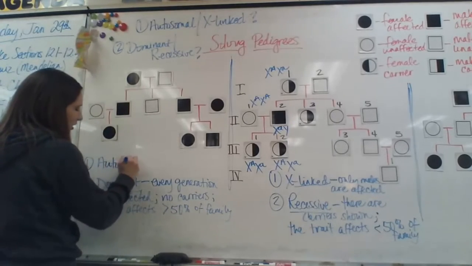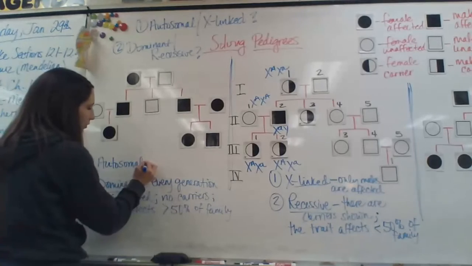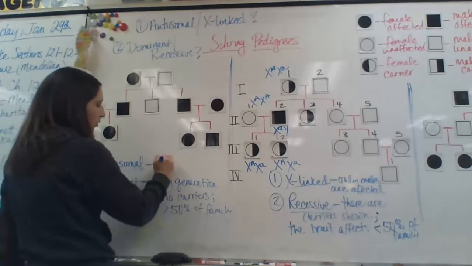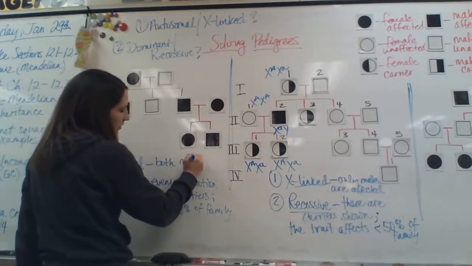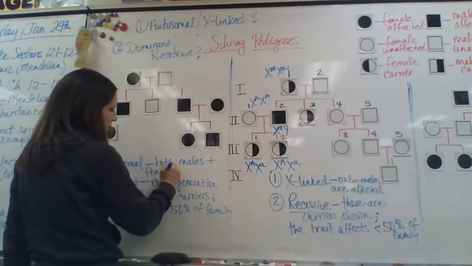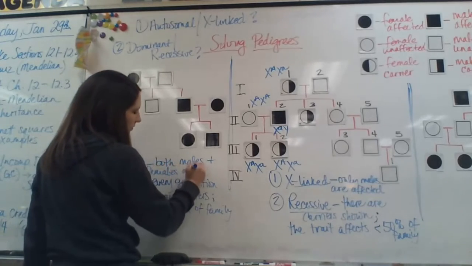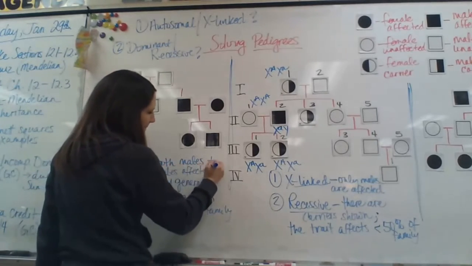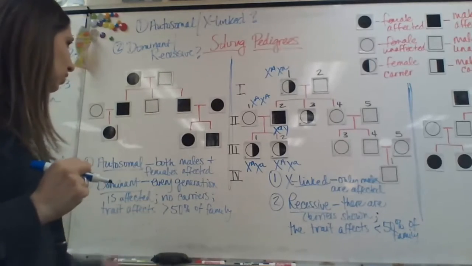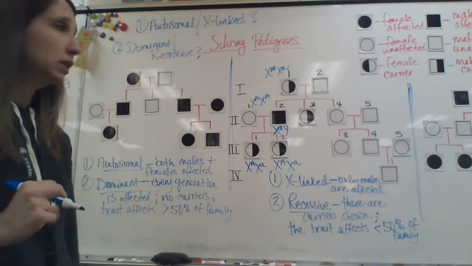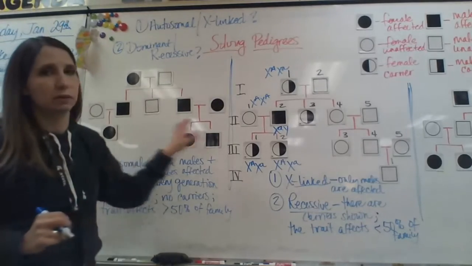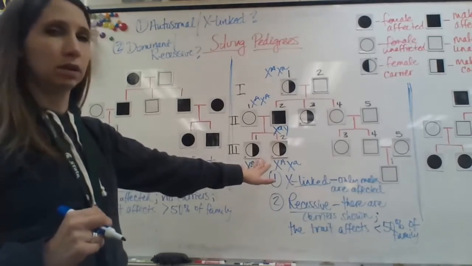In this case, it's on chromosomes number 1 through 22. And the reason for that is that both males and females are affected, and really, it's about half and half. All right, so this one is, again, autosomal dominant. And you can see, hopefully, how different that is from this one.